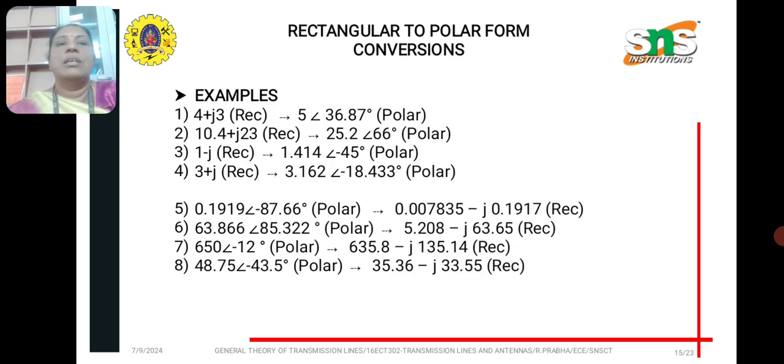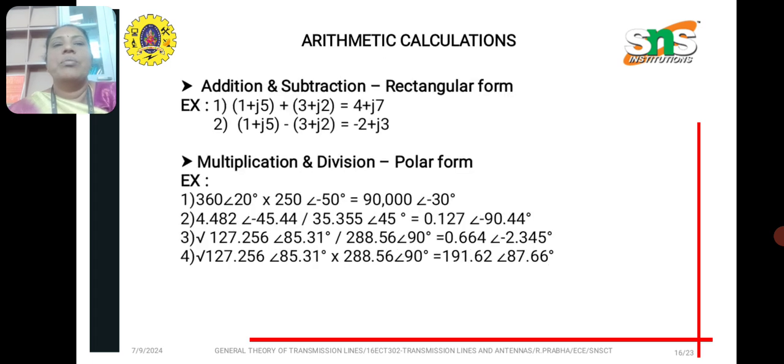So now a rectangular to polar conversion example. For example, in the first sum the rectangular coordinate is 4 plus 3j. So by converting this we get the polar form 5 angle 36.87 degrees. In transmission lines, most of the parameters involve complex numbers, so we should know the conversion from rectangular to polar coordinates.